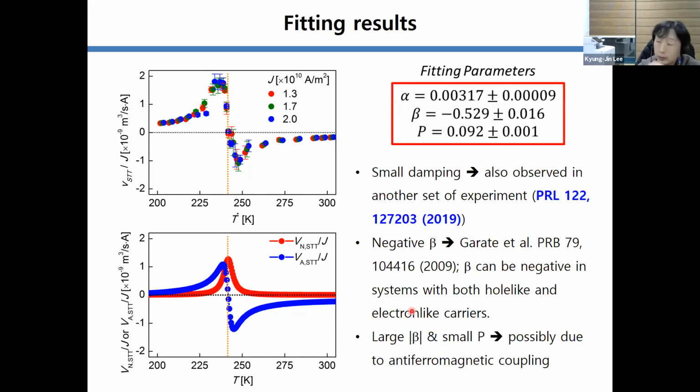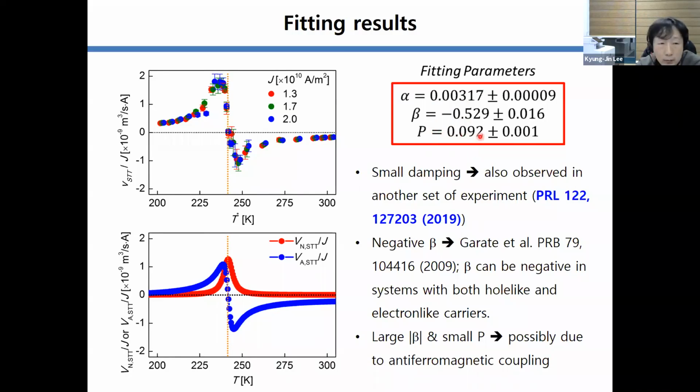Because we have equations, we try to get the fitting parameters, and what we obtained is as follows. The damping is 0.003, and beta is -0.5, and P is about 0.1.